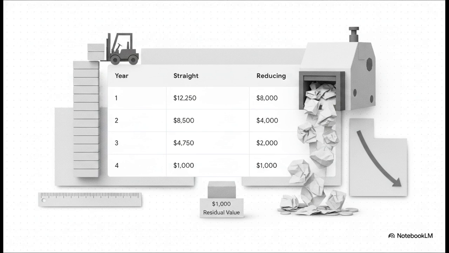If we apply both methods to the exact same $16,000 machine over 4 years, the journey looks completely different. Straight line, it assumes a steady, flat drop of $3,750 every single year. But a 50% reducing balance aggressively targets early value. It drops a massive $8,000 in year 1 alone. They both end up at a $1,000 residual value, sure, but the pathways to get there diverge wildly.